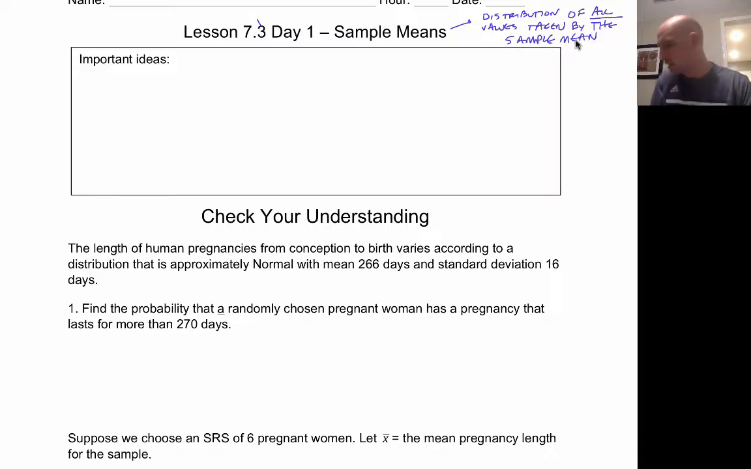mean, and that's x bar, in all possible samples of the same size. So we take all possible samples of the same size, we find the mean, and we say, how are those means distributed, and how does it compare to the mean of the overall population? So that's what we're doing here.